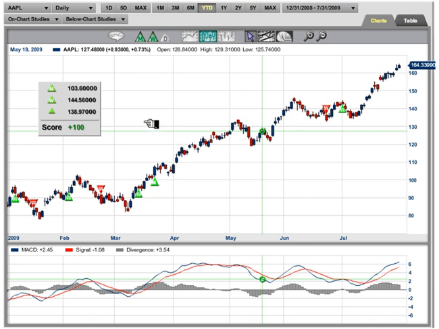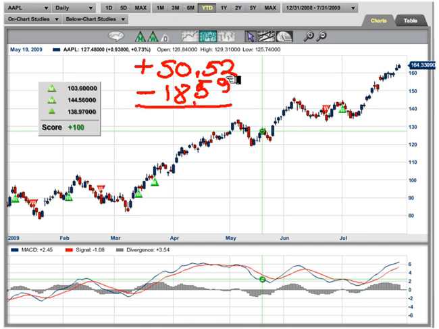Overall, we had gains of $50.52 per share. The losses were $18.59 a share. So this is the losses, four trades. You simply subtract that, and we get $31.93 in gains for the year. Now, isn't that the type of trading you'd like to do? Not have to think about it, just go with the flow, go with the triangles.